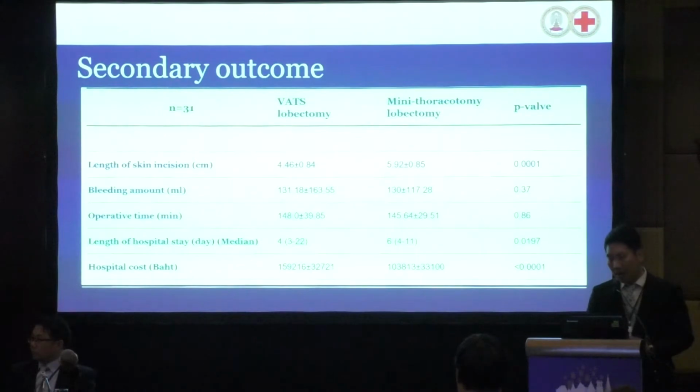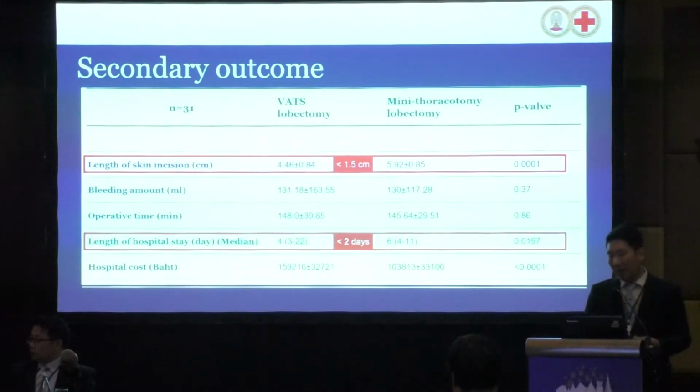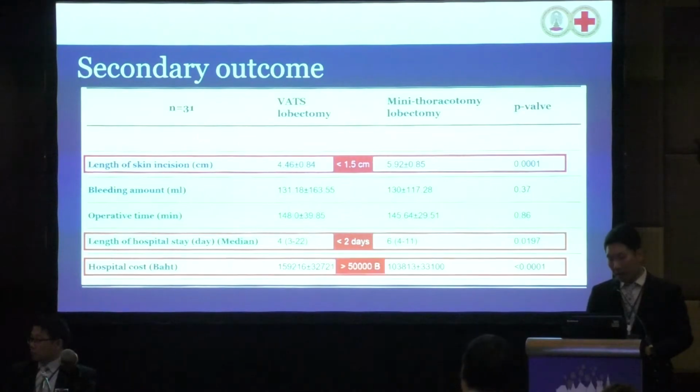And for the secondary outcome, the mean incision length in the VATS group is about 4.5 centimeters, significantly shorter than 6 centimeters of the mini-thoracotomy group. Bleeding amount had no significant difference between both groups, same as operative time. The VATS group shows significantly shortened length of hospital stay, 4 days compared with 6 days of the mini-thoracotomy group. However, VATS lobectomy has a significantly higher hospital cost, about 50,000 baht higher than mini-thoracotomy.